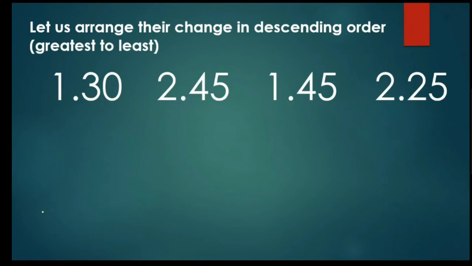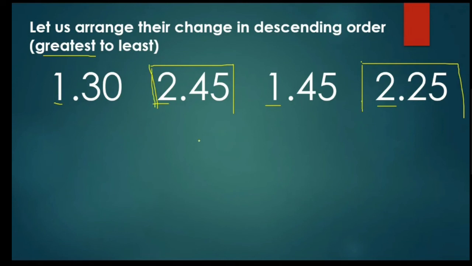Next, we are going to arrange the following numbers in descending order or from greatest to least. So again, we are going to compare the following decimal numbers starting from the highest place value, which is the ones place. So we have here 1, 2, 1, and 2. And since we are going to arrange them in descending order, we are going to start with the greatest place value. If you look at the ones place, we have 2.45 and 2.25 as the decimal numbers with the highest digit on the ones place, which is 2.